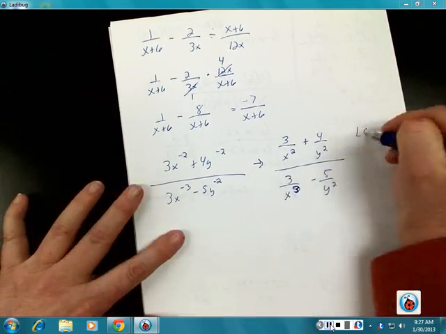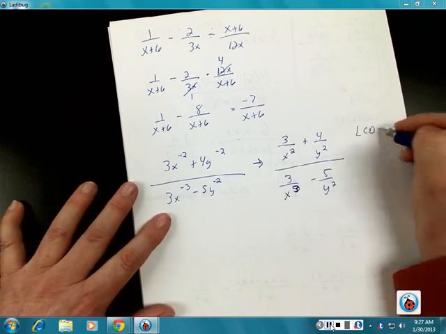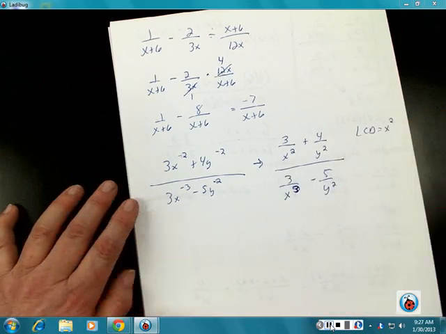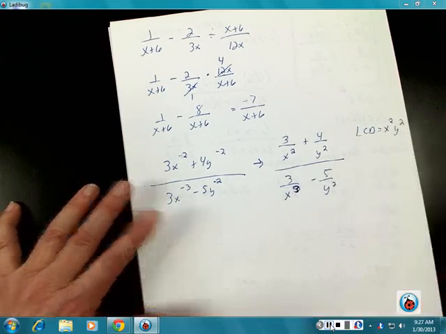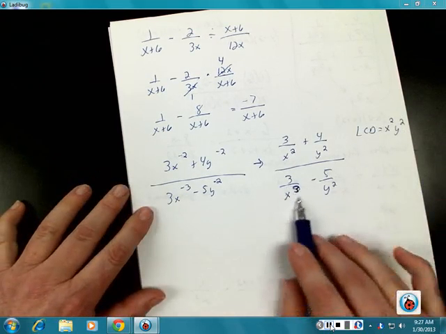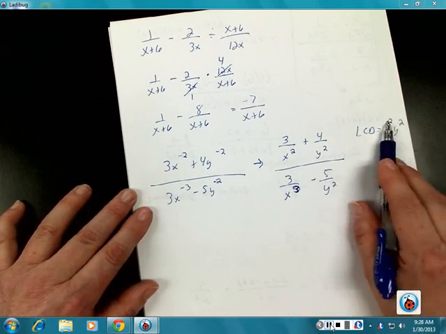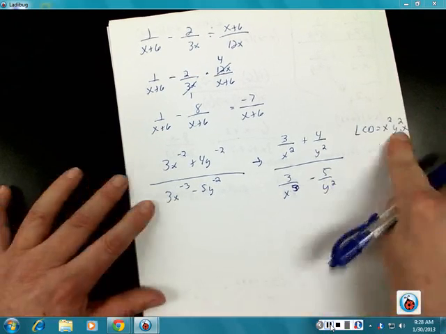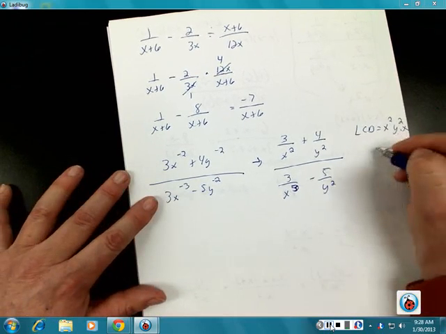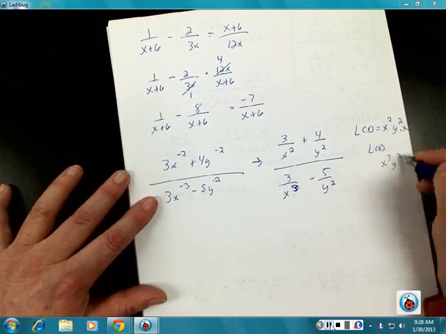So now I need my LCD like we've been doing before. We might as well finish it. So I need an x squared, correct? I need a y squared. But then when I get to this x cubed, do I have a cube? I have a squared, so what do I still need? I still need an x. Perfect. I've got a y squared, so I don't need another y squared. So really, what is my LCD? My LCD is x cubed y squared.